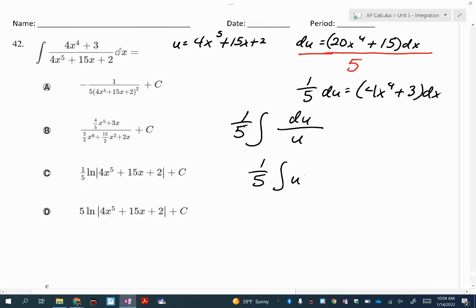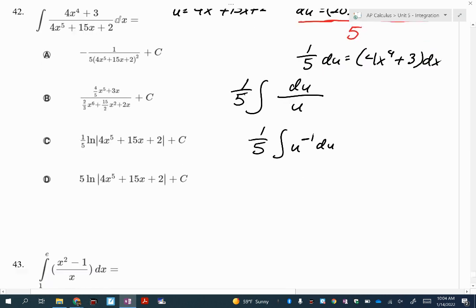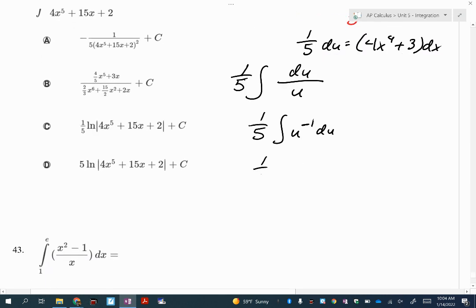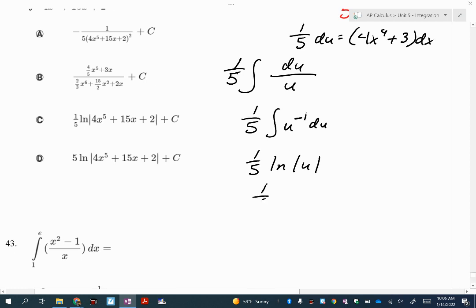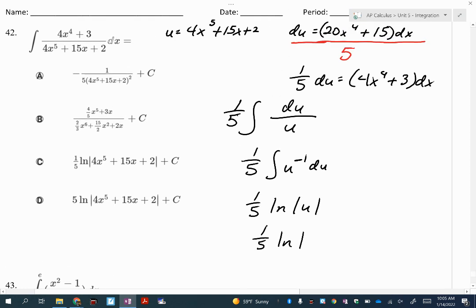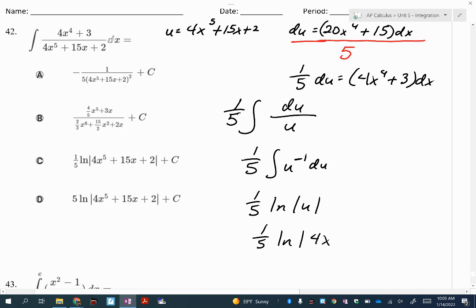Sorry about that. So it's u to the negative first power du. Again, I know from my formula sheet that this is going to be 1/5 times the natural log of the absolute value of u. Plugging my u back in, I get natural log of the absolute value of 4x to the 5th power plus 15x plus 2. All right, and then you're going to obviously have that plus c. So I'm looking for my answer choice here. So it looks like it is C.